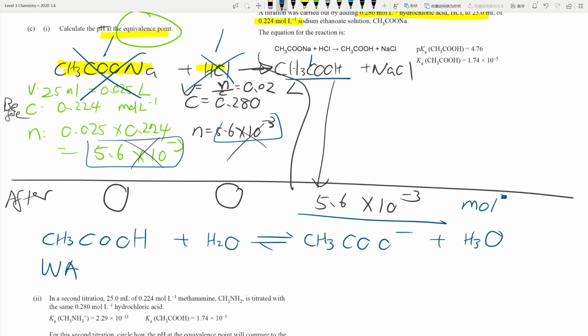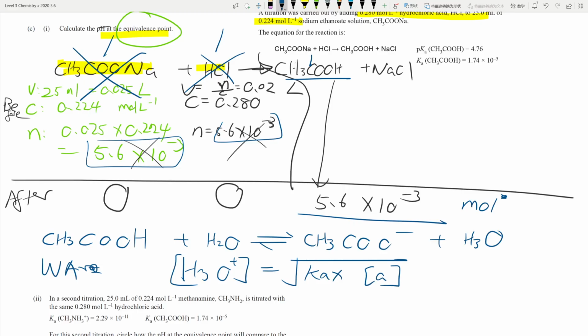This is a weak acid. So what we need to do is use the equation for H3O+ when you have the weak acid: H3O+ equals the square root of Ka times the concentration of the acid. So what's Ka? Ka was 1.74 times 10 to the power of negative 5, times the concentration of the acid.